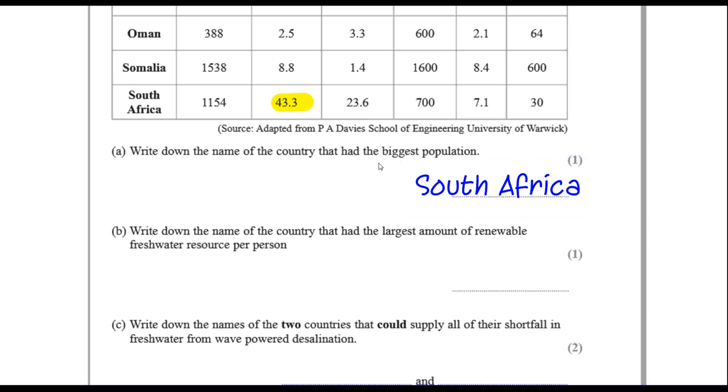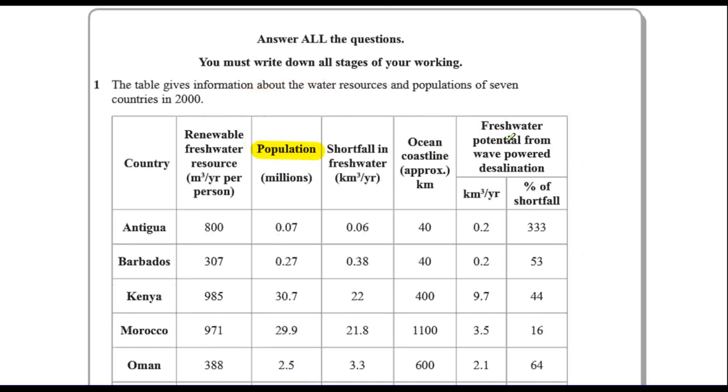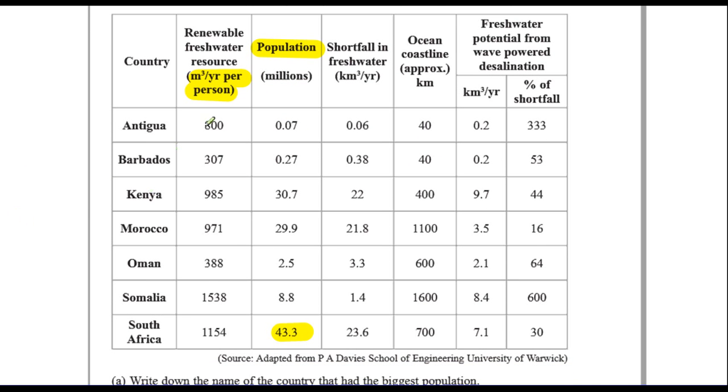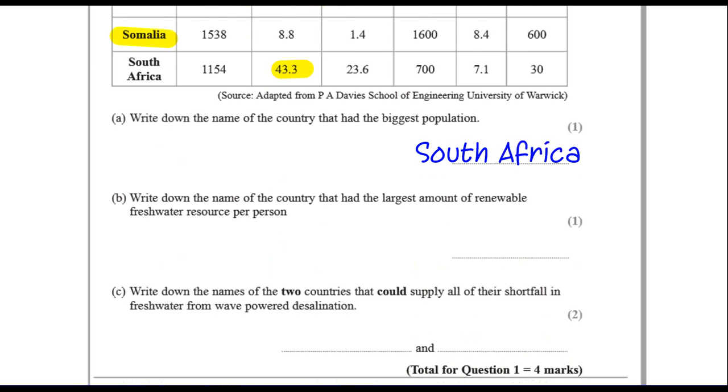Write down the name of the country that had the largest amount of renewable freshwater resource per person. So we look for that comment, renewable freshwater resource, and it is per person already. So we look for the highest number here, and we look down, and it's Somalia. Okay, so we write down Somalia.